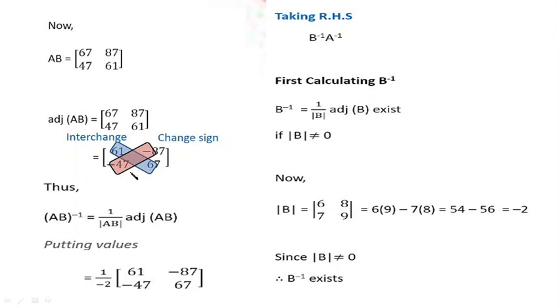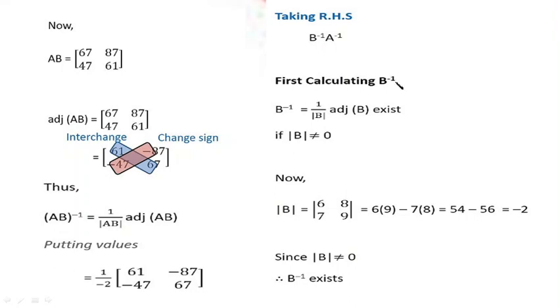After getting the adjoint, what we have to do, we have to put the values in this formula. AB inverse is equal to 1 upon determinant AB, that was 1 upon minus 2, and adjoint AB is this matrix. Now taking right hand side, B inverse into A inverse. So first of all we have to find B inverse, then A inverse, and then their product.